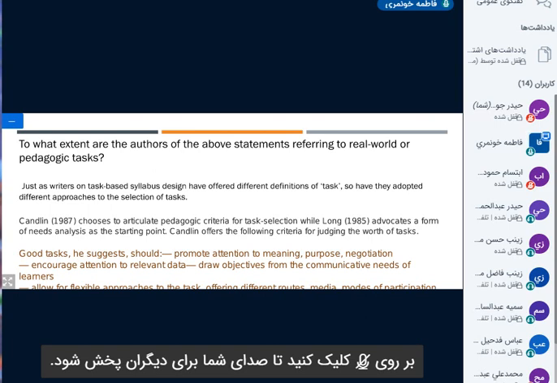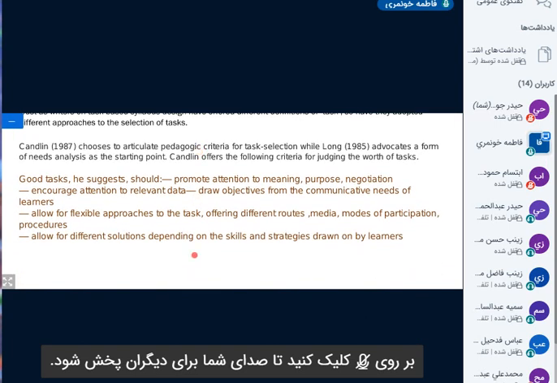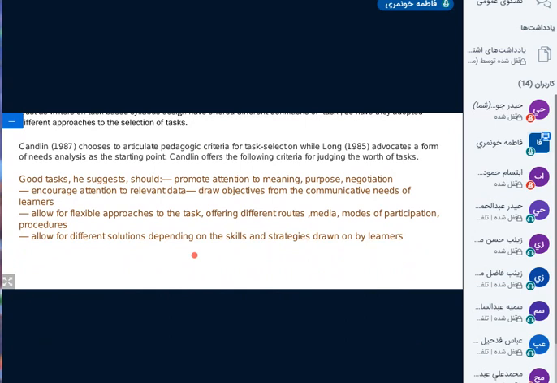So based on the definition of the task, certain criteria were also counted to be regarded for choosing the right task in your classroom.